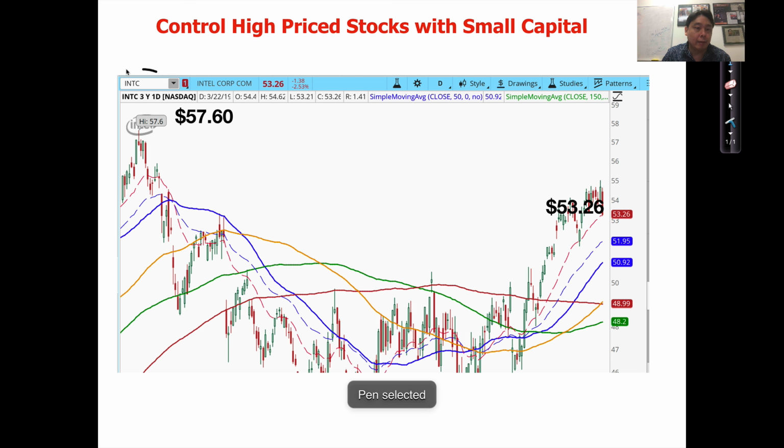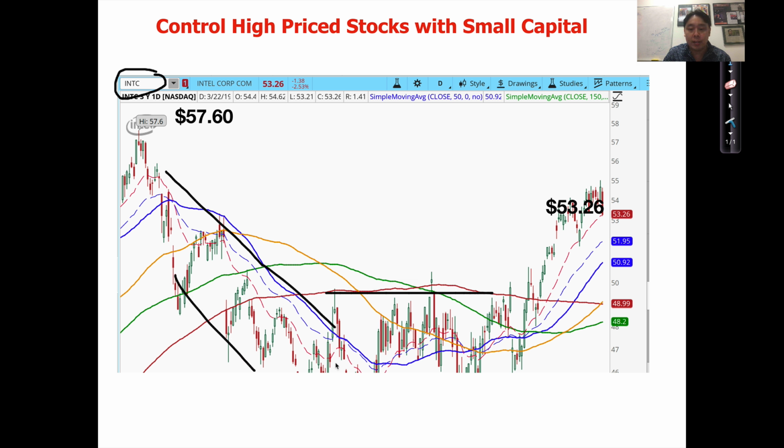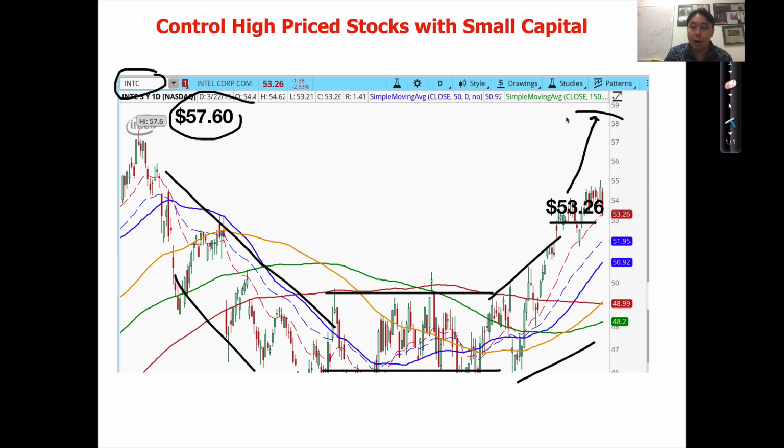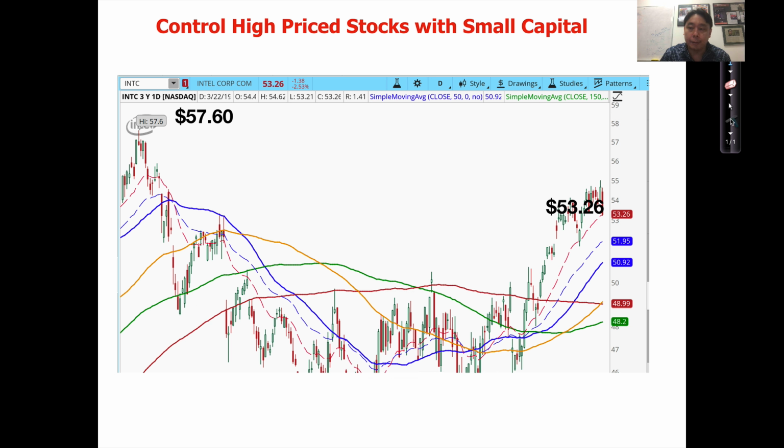So you're looking at Intel, for example, and Intel is on a downtrend here, and it goes sideways in a consolidation, and now you can see it's changing trend. It's reversing into an uptrend, and it's trading at $53.26. So you think it's going to continue going up back to the previous high of at least 57.60, somewhere about there. So again, what could you do? You could buy the shares and pay a huge amount of money, or buy the call option to lock in the price at $53. So let's see how that works again.